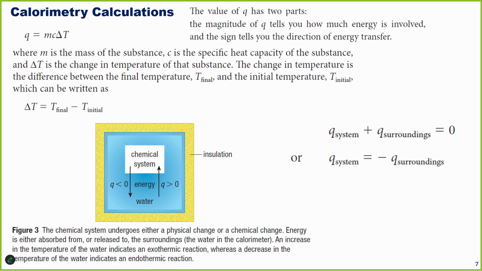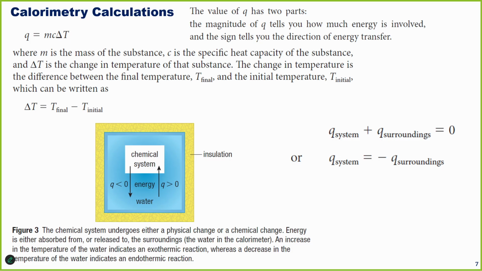Third, all dilute aqueous solutions have the same density, which is assumed to be 1 gram per milliliter, and specific heat capacity as water, which is 4.18 joules per gram degrees Celsius. So you need to memorize this specific constant. That's the specific heat capacity for water. Okay, please write this down in your notebook. These assumptions are valid only for physical or chemical changes that take place in water or dilute aqueous solution.